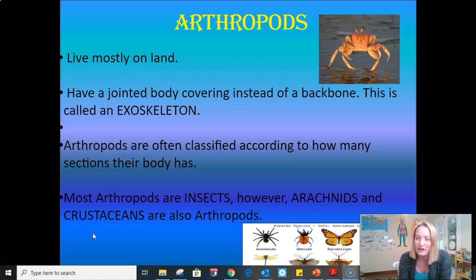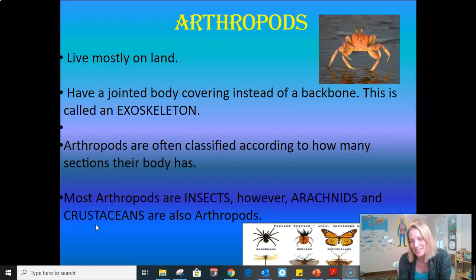Now, scientists often classify arthropods according to how many body sections they have. Insects, for example, have a different number of body sections to arachnids. And one of the questions I'm going to pose to you now that you can research after this lesson is to find out what the different body sections of an insect and an arachnid are. Now, as my last point, most arthropods are insects. However, arachnids and crustaceans are also classified as arthropods.